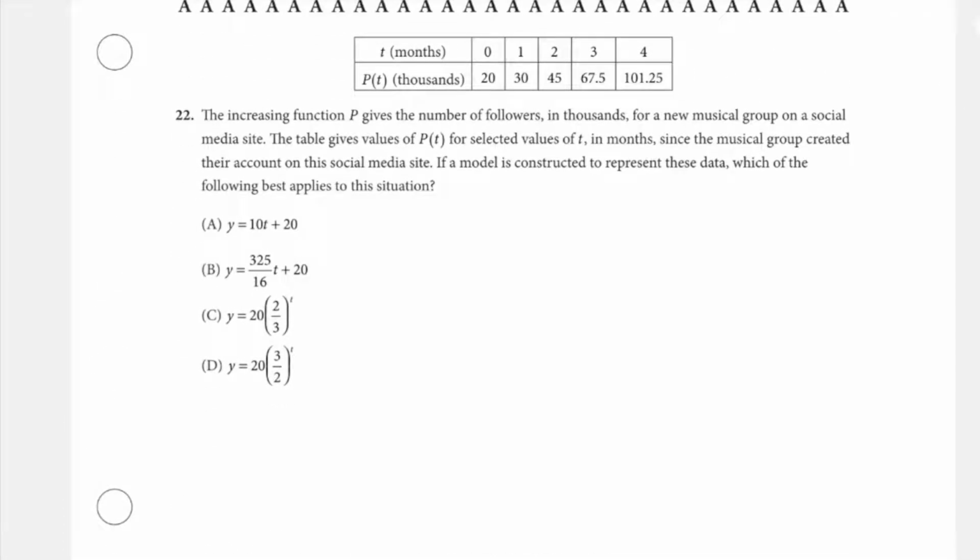Right, now, the increasing function p gives the number of followers in thousands for a new musical group on a social media site.